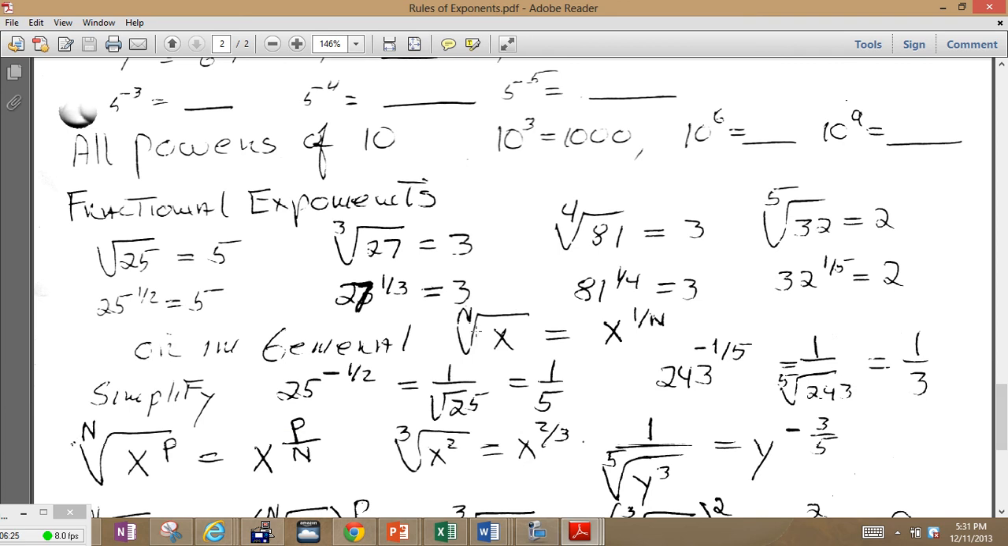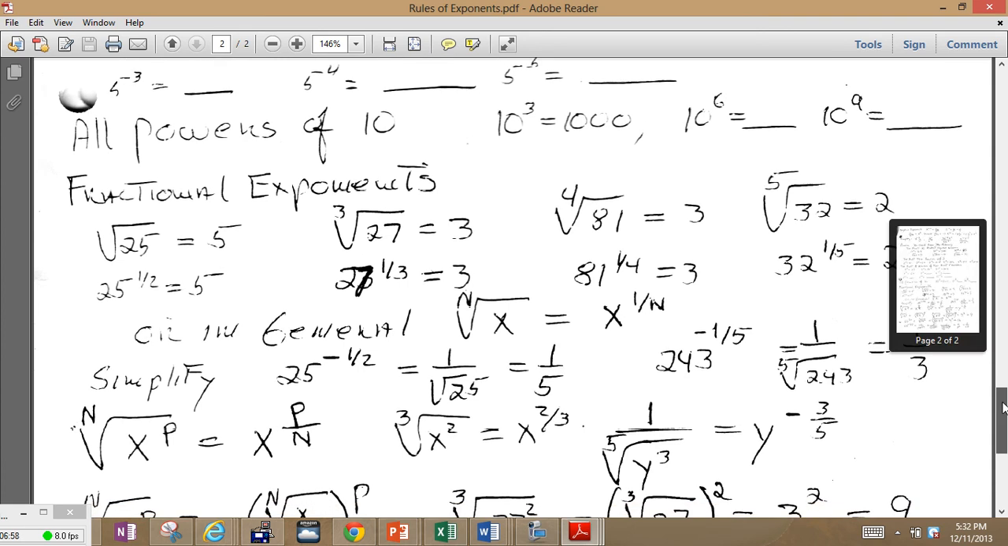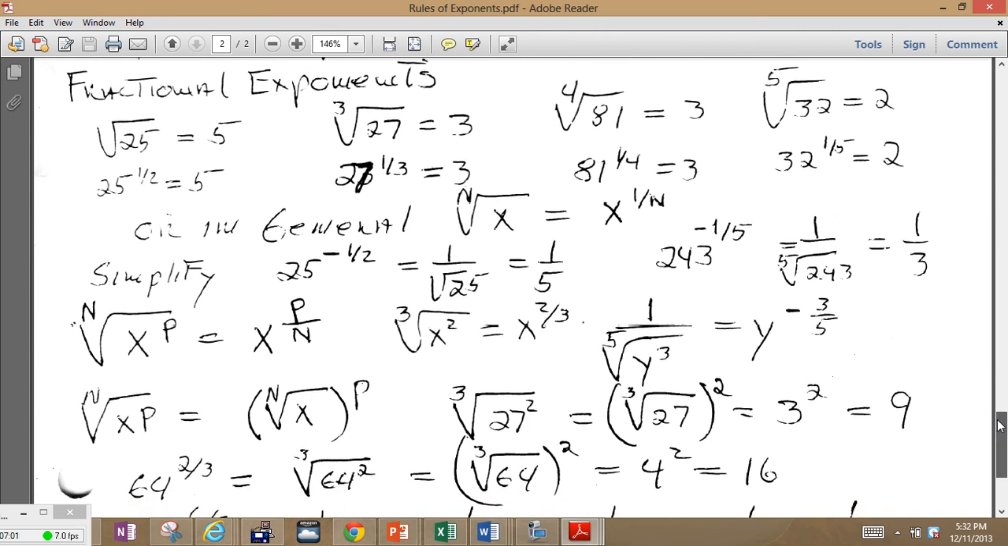generalized expression, the nth root of x is x to the 1 over n. Okay, 25 to the negative 1/2 is 1 over the square root of 25, which becomes 1/5. 243 to the negative 1/5 power, the negative, okay, is only a positional thing. So it's actually 1 over the 5th root of 243. Again, recognizing 243 as 3 to the 5th power, you can easily come right down to 1/3 on that. Okay, you're going to see a lot of these.